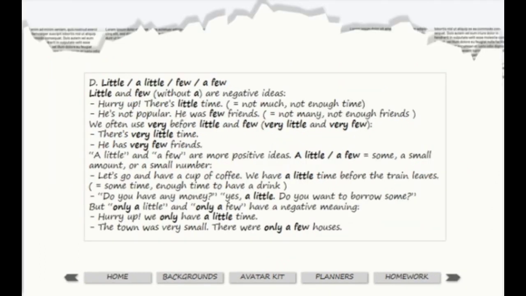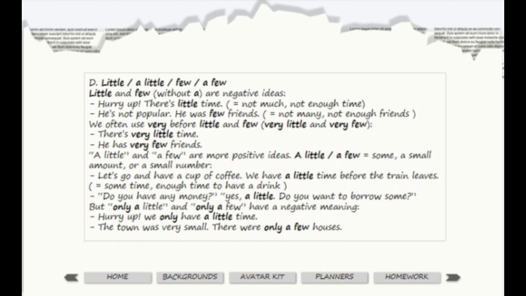D. Little or a little, or few or a few. Little and few without a are negative ideas. For example, hurry up. There is little time. It means not much and not enough time. We often use very before little and few. For example, there is very little time.